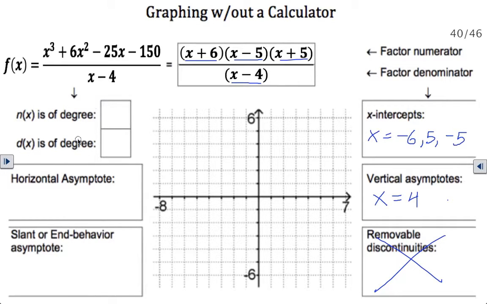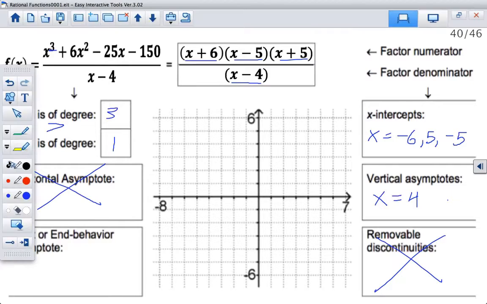Okay, let's look at the left side here. Our degree here is 3. Our degree here is 1. So in this case, your numerator's degree is greater than your denominator's degree. Anytime that's the case, you do not have a horizontal asymptote. You're going to have a slant or end behavior asymptote. In order to find that, you have to do either synthetic division or long division.